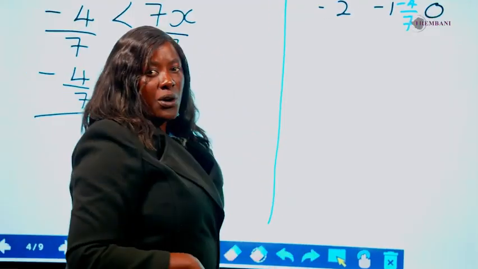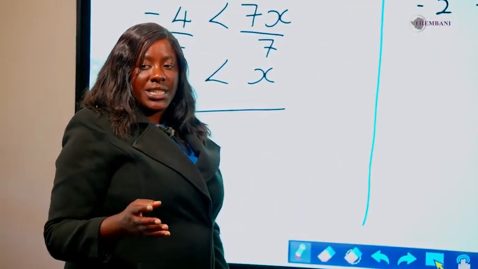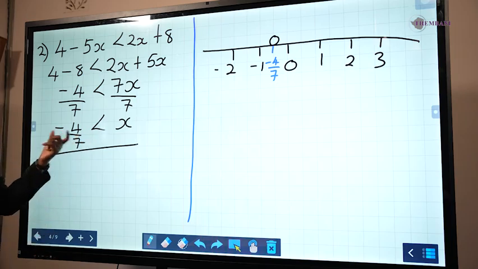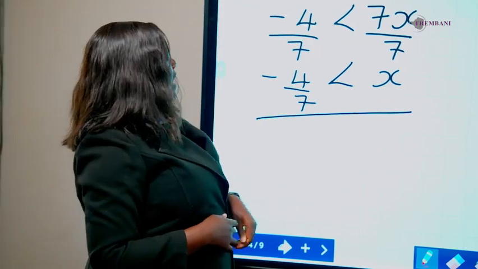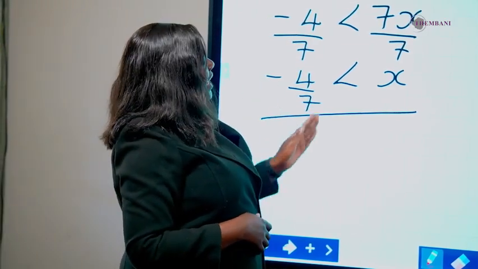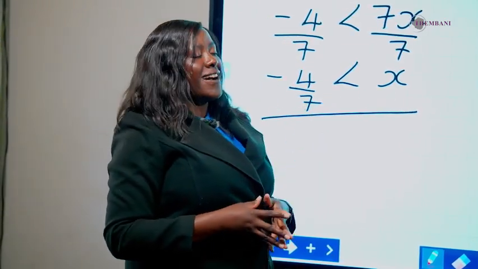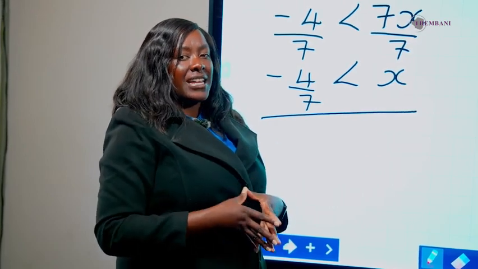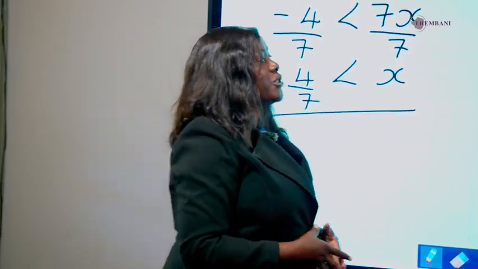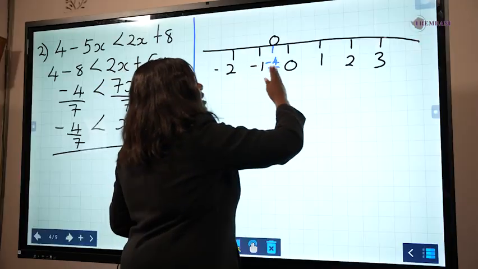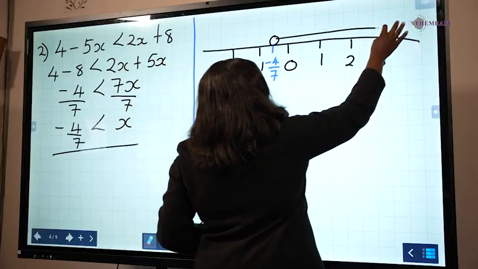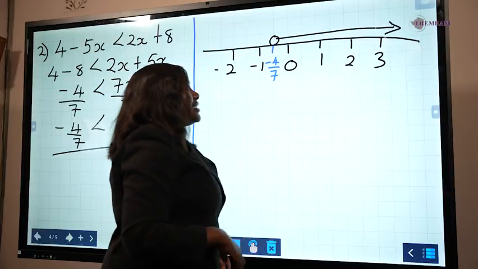Are we shading the circle or not? We are not shading the circle because it doesn't have an or equal to. Then I'm going to read my inequality. It's saying minus 4 over 7 is less than x. It means the values of x are greater than minus 4 over 7. So the values which are greater are values which are in this direction. So I put my arrow in that direction.